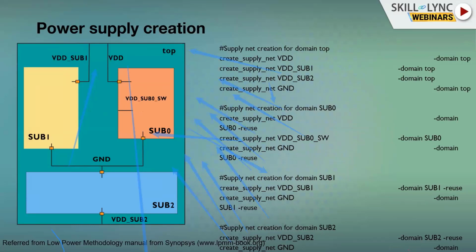So next part, how do we design them? Now we have this, and how do we actually design this whole thing? First thing we do is create the supply net VDD. We create supply net VDD of sub 1, and we create all the supply nets, this sub 1 VDD and ground. At what level? The domain is the top domain. Then you create a supply net VDD at subdomain level. This domain-level net you created here.